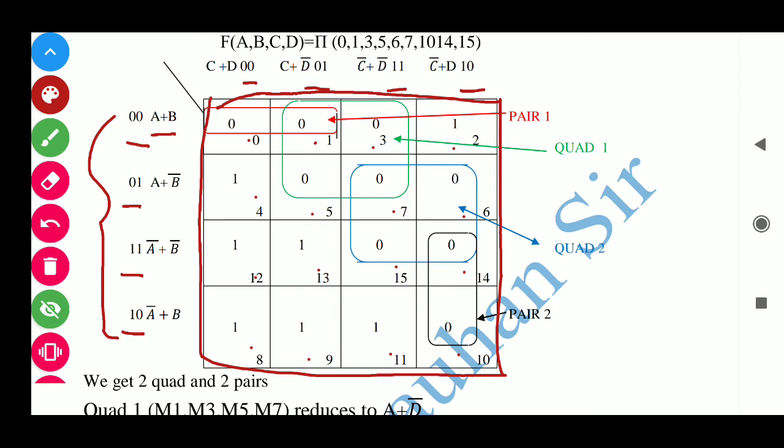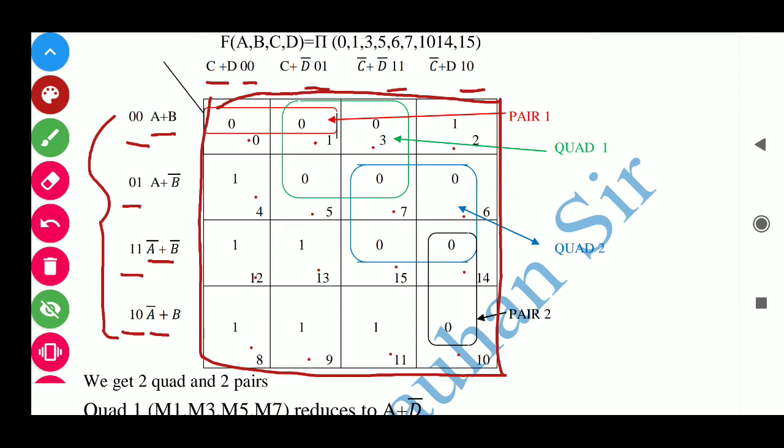Then 0 1, that means a plus b naught. 1 1 means a naught plus b naught. In SOP we were writing a dot b, but here we have replaced dot with plus sign. Then 1 0 means a naught plus b. Same way here c plus d, c plus d naught, c naught plus d naught, and c naught plus d.